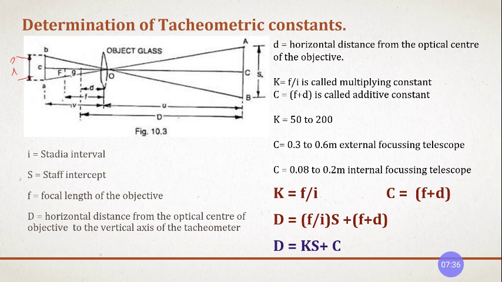Whatever the two readings that you get, from the above crosshair and the below crosshair, the difference of those two will give you the staff intercept, right? You multiply and you will get the distance of the object with respect to the station point.